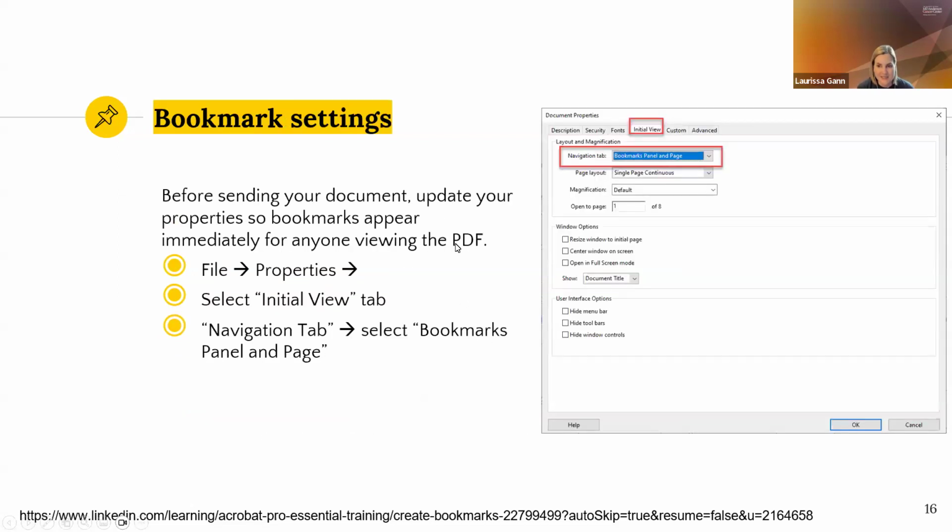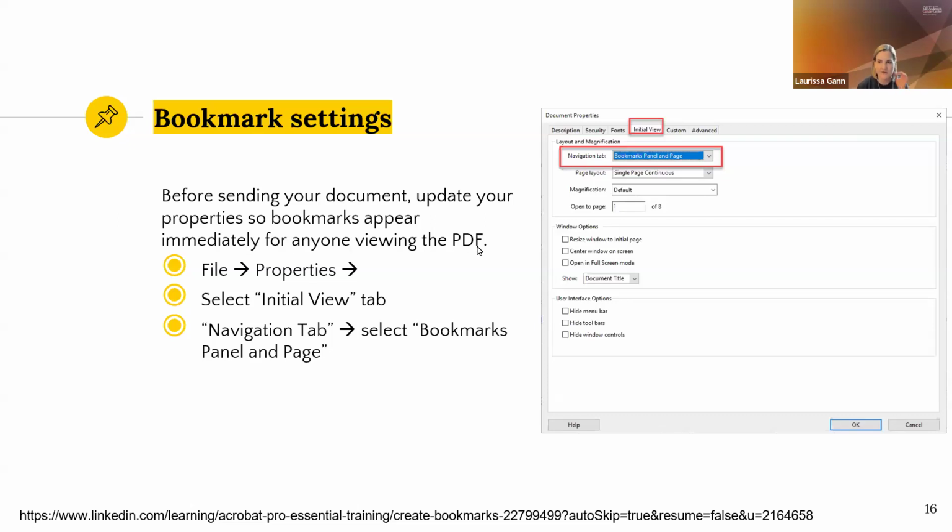For your bookmarks setting, you can save the PDF so when someone else opens it, the bookmarks will pop out immediately. Now, the reason you might want to do that is, again, maybe it's a huge PDF. You want people to be able to click on the bookmark and get to the section they need. So before you send your PDF, you can update your properties so your bookmarks appear immediately for anyone who's going to view the PDF.